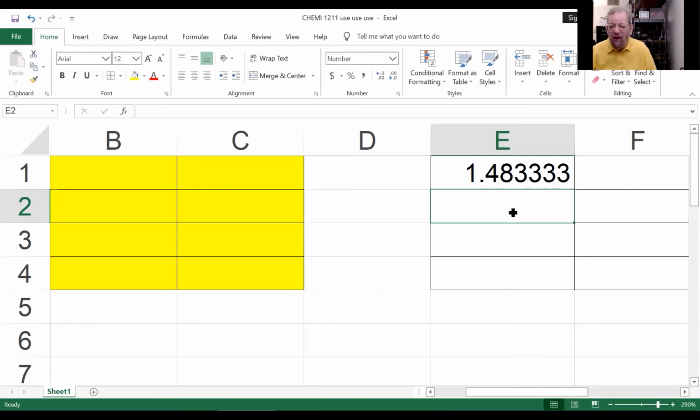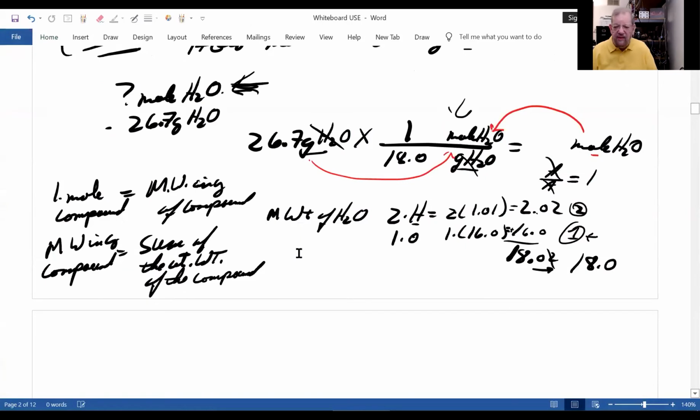Time's up. 1.48. Keep the 1, keep the 4, keep the 8. 3 is less than 4. Drop all those. So the answer would be 1.48 moles of water.